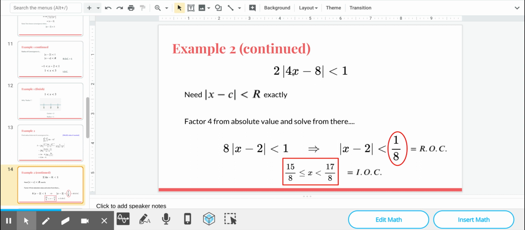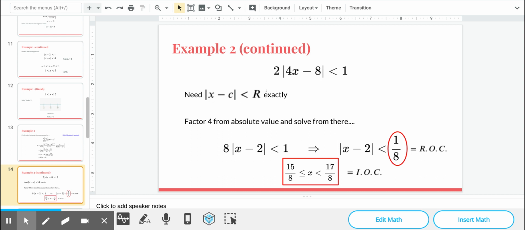And once I do that, so I factor a 4 from the absolute value, bring it out, 4 times 2 is 8. I get 8 times the absolute value of x minus 2 is less than 1. This is really nice, right? Because it's really close to this x minus c is less than r. I've gotten rid of the coefficient from the x. And so now I just need to solve for the right side of the inequality. I can divide both sides by 8, and I get the absolute value of x minus 2 is less than 1/8.